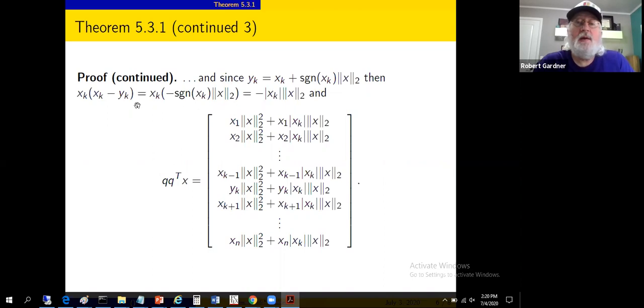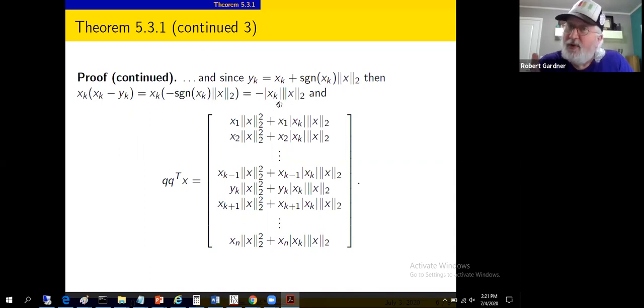So x sub k times x sub k minus y sub k, so much of that stuff we had along the right-hand part of the computations can be replaced. x sub k times x sub k minus y sub k would be the negative of this: negative sine of x sub k times the norm of x. Oh, there's that sine of x sub k times x sub k thing again. That's absolute value again, with a negative sign out front. So we get negative absolute value of x sub k times the norm of x. All right, so we're replacing x sub k times x sub k minus y sub k with this.